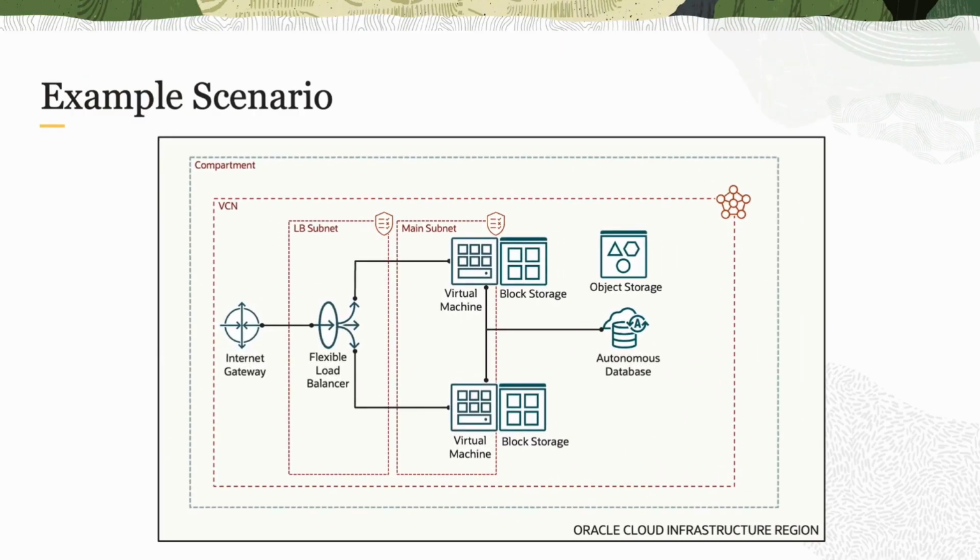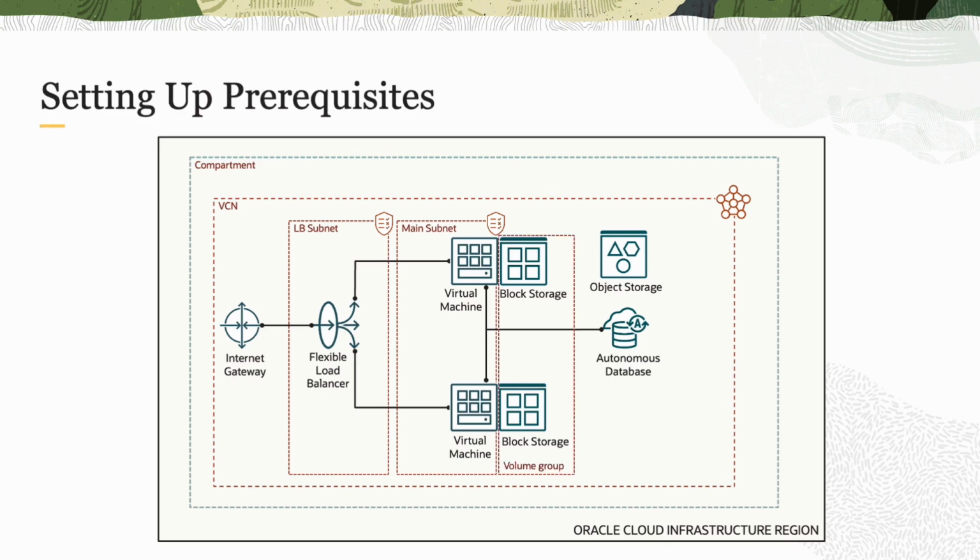Now that my stack was identified, let me show what are the prerequisites that the scenario must have. First, the volumes need to be part of a volume group. It will make it easier to set up the replication later. A bucket for the full-stack disaster recovery service logs is also required.